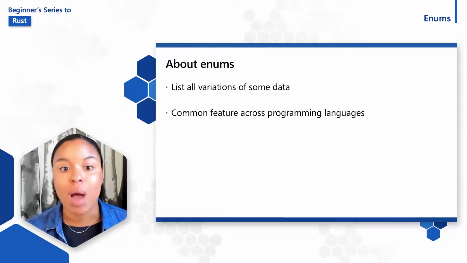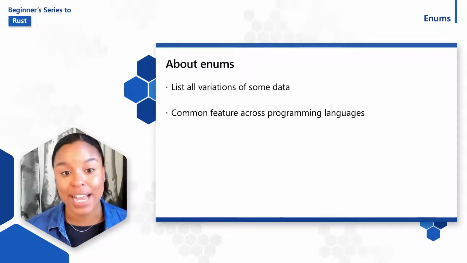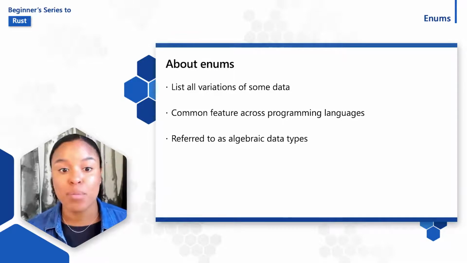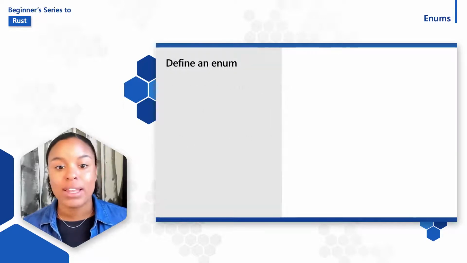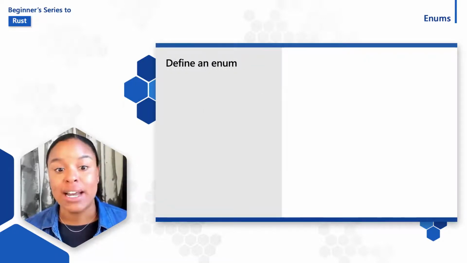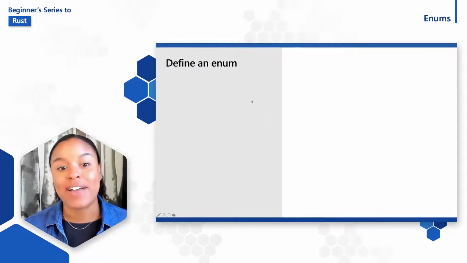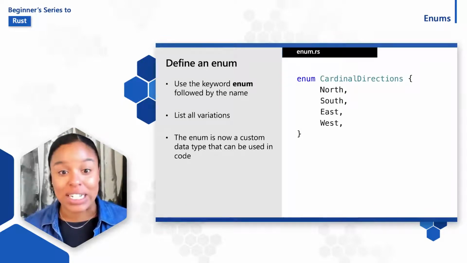Enums in Rust are commonly referred to as algebraic data types, which are types formed by combining other types. This data type is common in functional languages such as F# and Haskell. Let's explore an example of what an enum can contain to give you a better idea of how to use them. Say that we want to list all variations of cardinal directions.